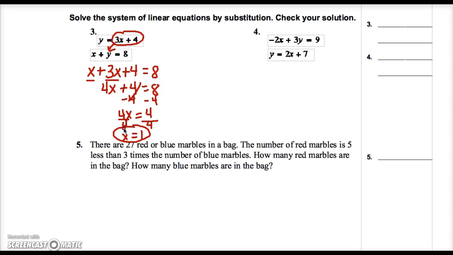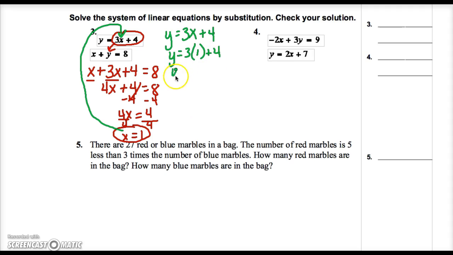Okay, now I need to figure out what y equals. So since this equation says y equals, I'm going to take my x and plug it in right where the x is. So here we have y equals 3x plus 4. But instead of the x, I'm going to put a 1 because that's what x equaled. So 3 times 1 is 3. And then plus 4 would give me 7. So my ordered pair for this, remember you always do x first, is 1, 7.